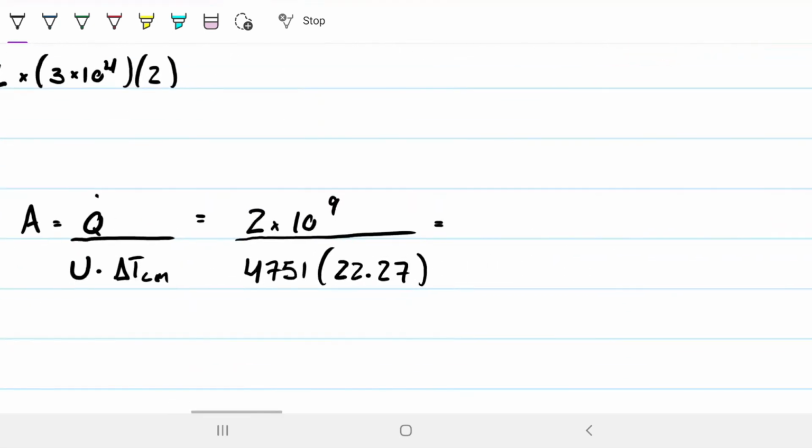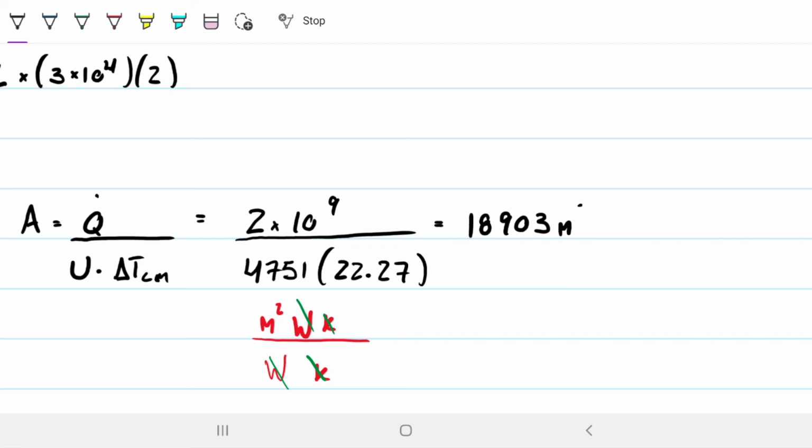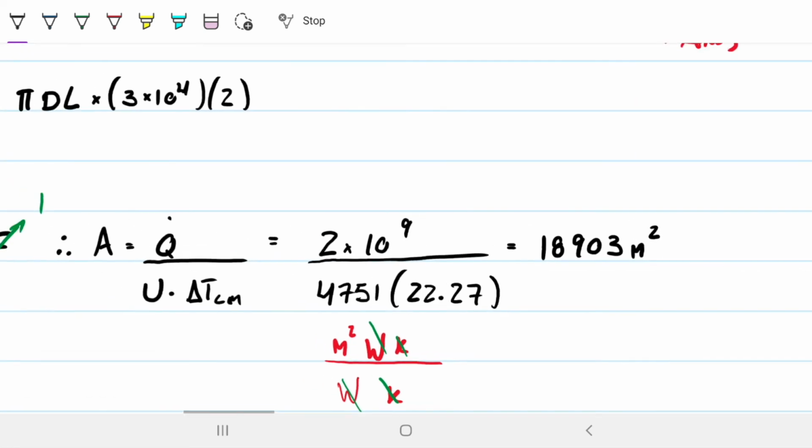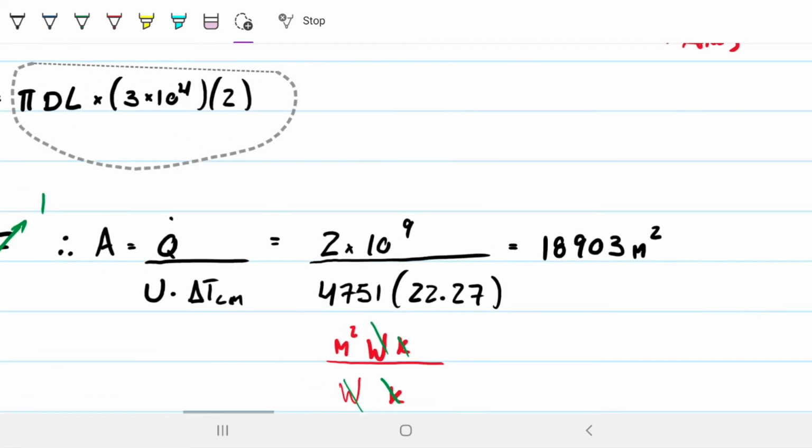Okay, let's just check units as we go. This is watts on the top there. And then we have watts per meter squared per Kelvin. And then we have Kelvin or Celsius on the bottom because it's a difference in temperature. So we're left with meter squared, which is great, the unit for area. And this gave me 18,903 meters squared. Now, this in turn has to be equal to these guys here, right?